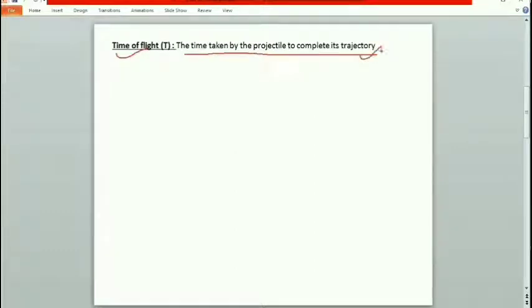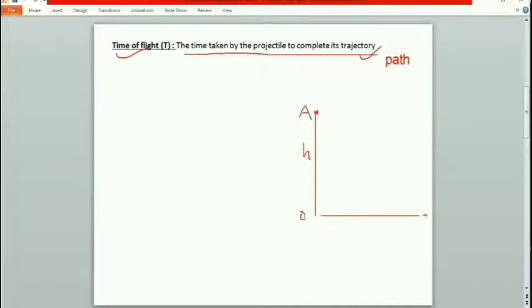What is trajectory? Trajectory means path. Path of projectile is called trajectory. So we understand it through a diagram. So this is OA, a tower of height h. h height का एक tower है and this is the position of projectile, initial position.